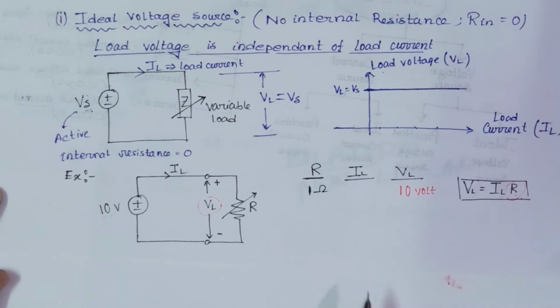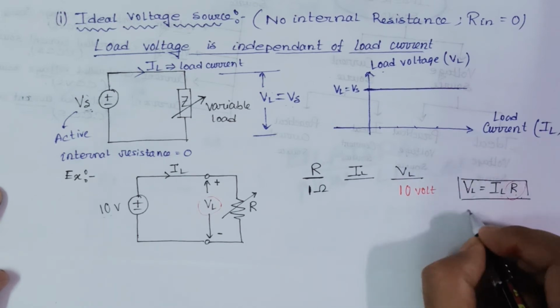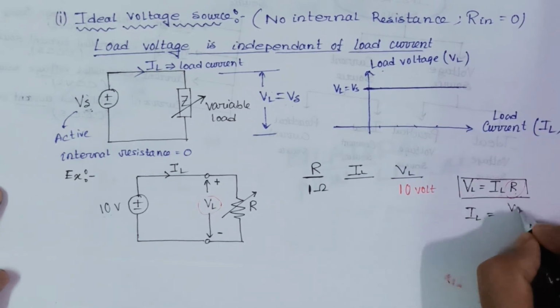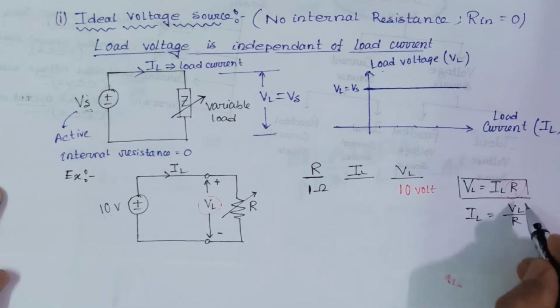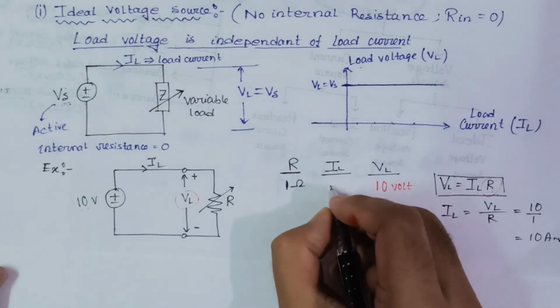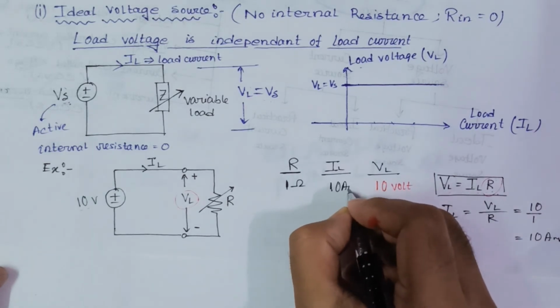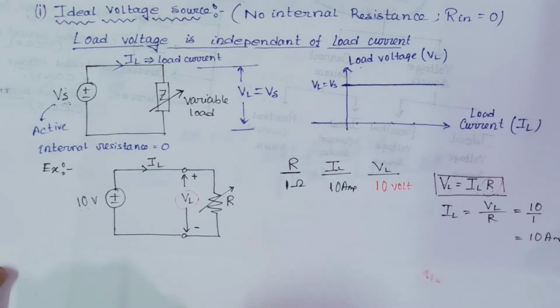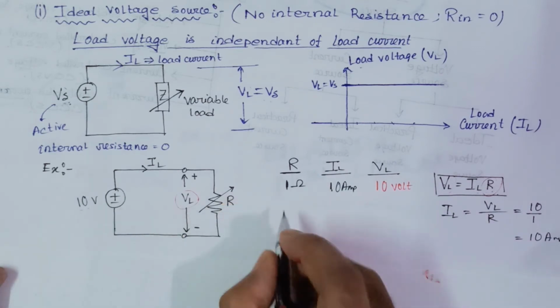Now from this formula, voltage is 10 volt and resistance is 1 ohm. See, IL will be equal to VL by R. Now if voltage is 10 volt and resistance is 1 ohm, then it will be 10 ampere. So the value of this current is 10 ampere.